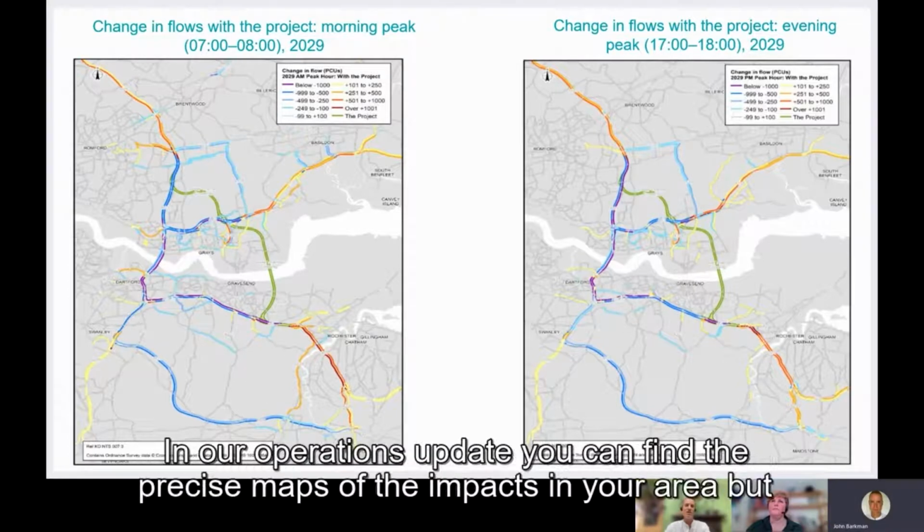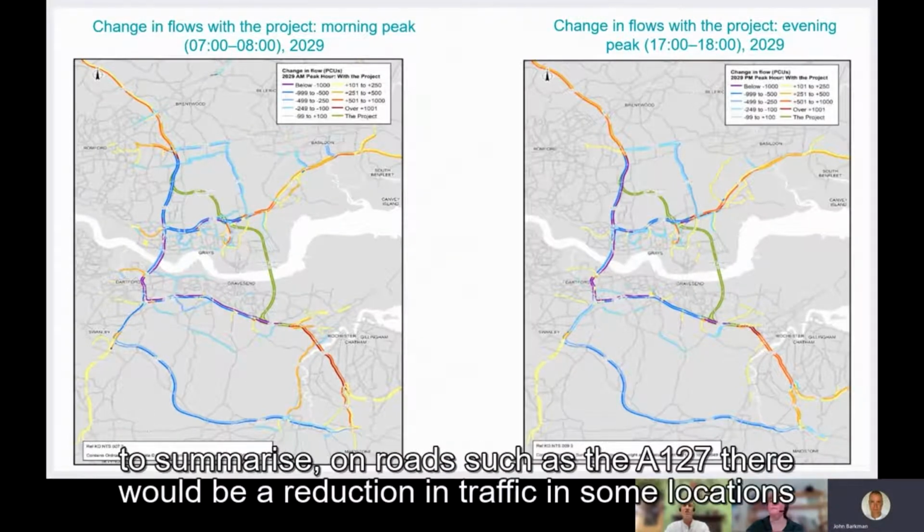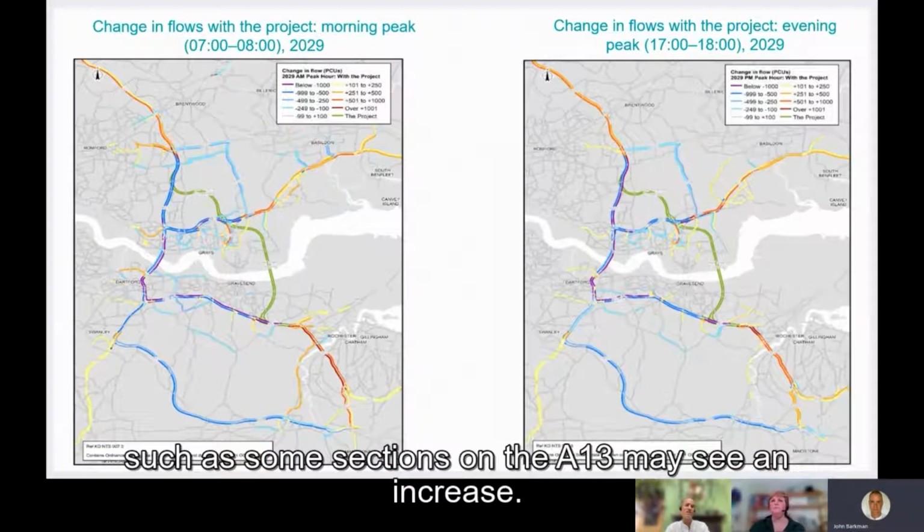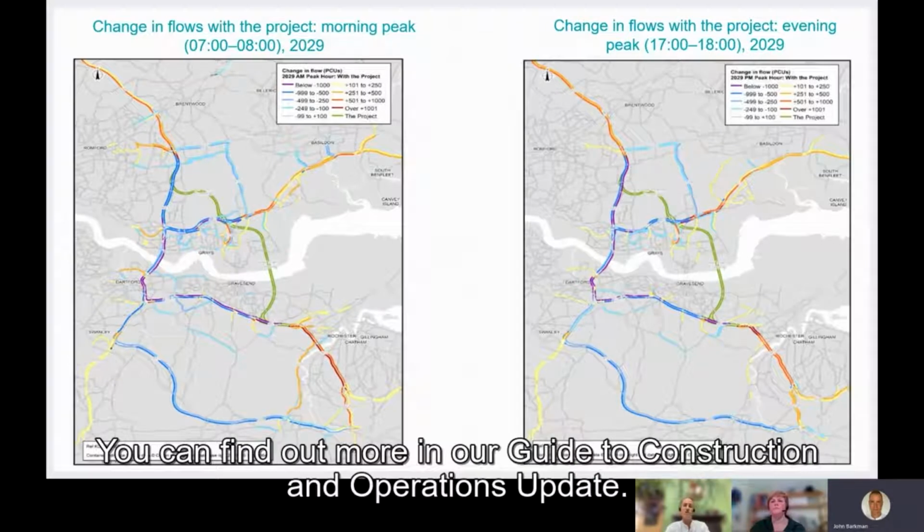In our operations update, you can find the precise maps and impacts in your area, but to summarize, on roads such as the A127, there would be a reduction in traffic in some locations when the Lower Thames Crossing opens. However, on some roads on the approach to the new crossing, such as some sections on the A13, may see an increase. You can find out more about this in our Guide to Construction and Operations update.